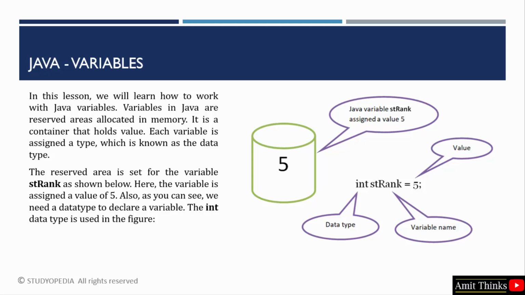So on the right, you can see the syntax. In this, first you need to mention the data type. Data type is a type of data. So here if we want to create an integer variable, we can mention it like this. That is data type, then the variable name, and after that the value. When we assign the value, the Java variable will get assigned a value 5 here. So here our variable name is strank.